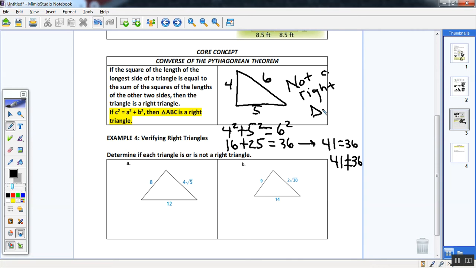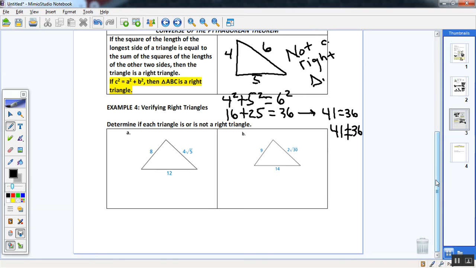8 point something? So what's the longest side in that triangle already? 12 is, right? So let's talk. Is this a right triangle or not? Let's see. I would have to go 8 squared plus what? See if that equals. Help me, kids. I know the 8 squared. That's easy. Isn't that 64? I know a 12 squared. That's pretty easy. What's that?